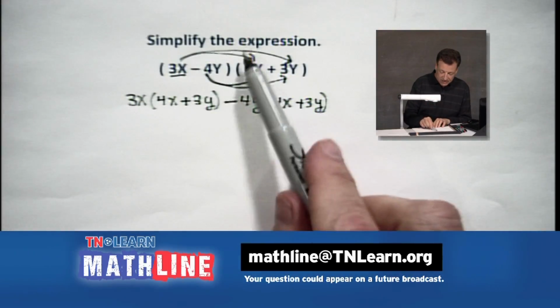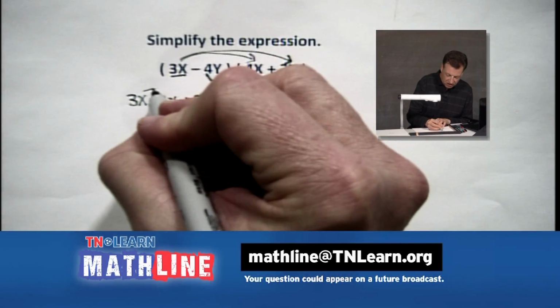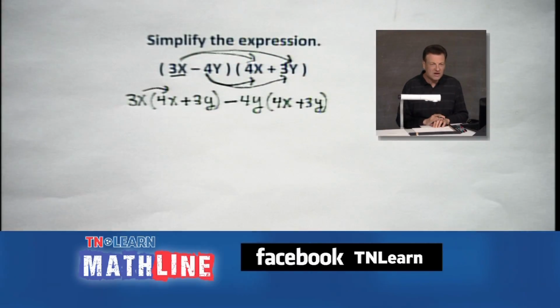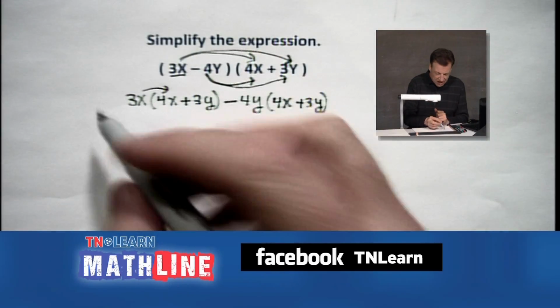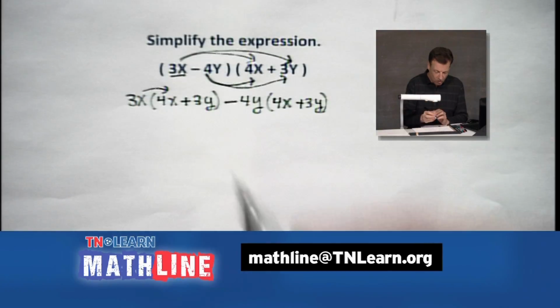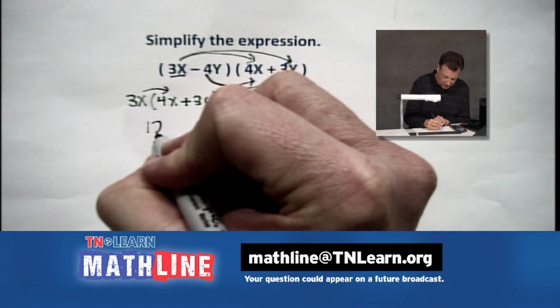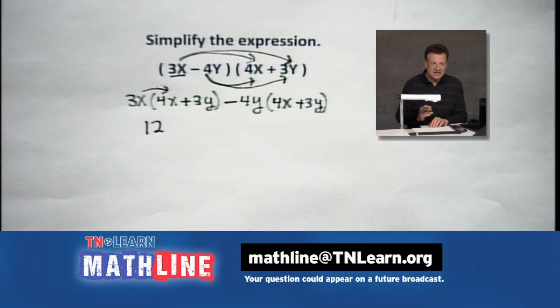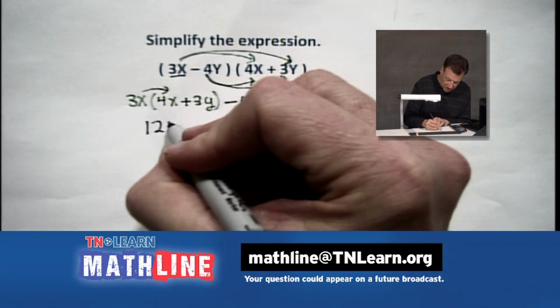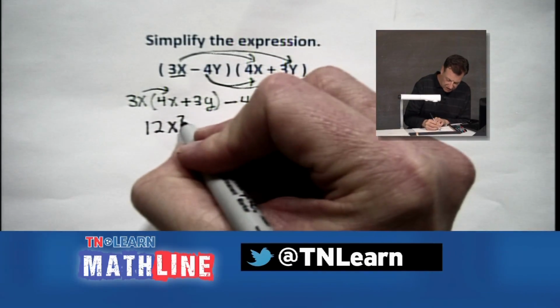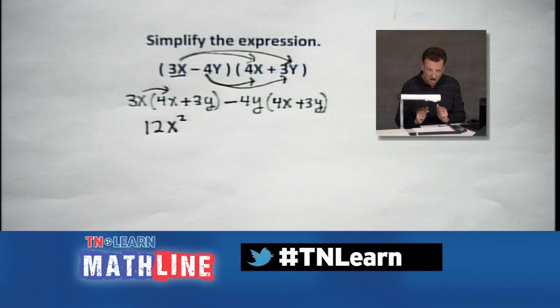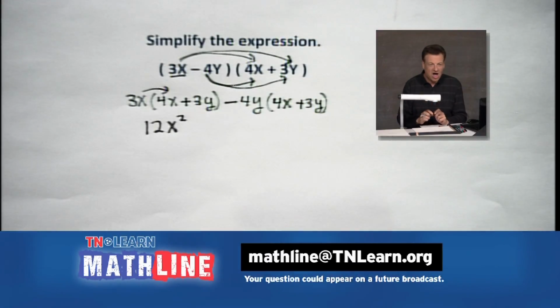Notice I've already mapped the arrows, but let's map them right here. All right, we're going to say first 3x times 4x. Now, keep in mind, this is a place where students make mistakes a lot of times. You get the 3 times 4 right. That's going to be 12. And x times x gives us x squared. Don't forget your squared. Sometimes students and adults tend to leave that squared off. We just don't think about it. But x times x does give us x squared.